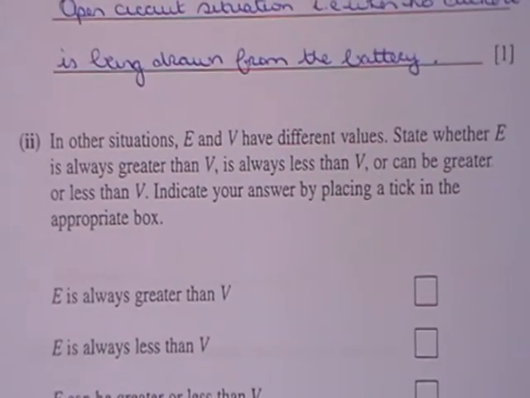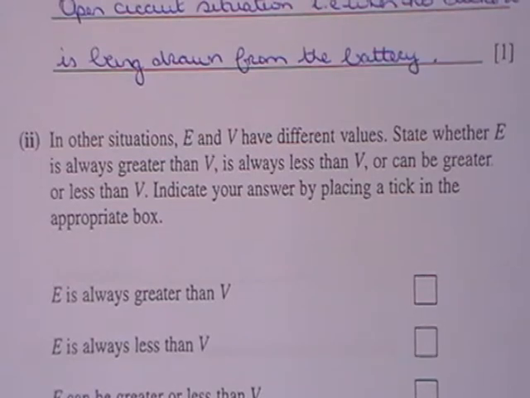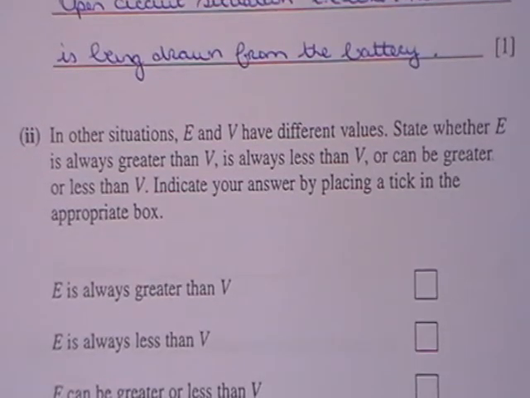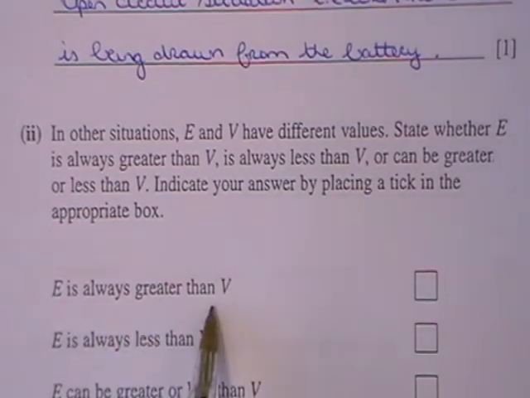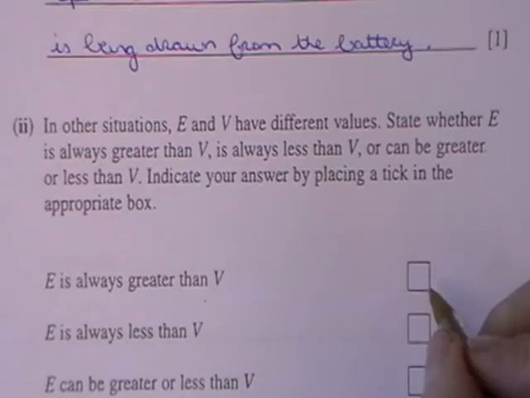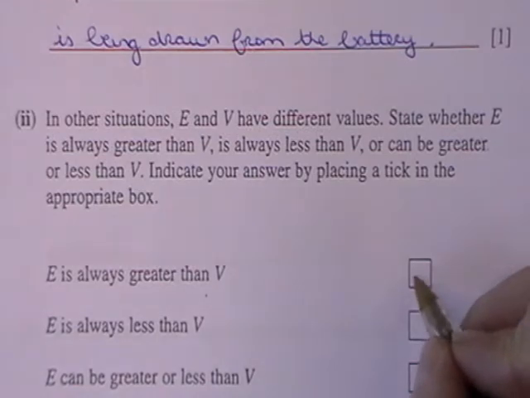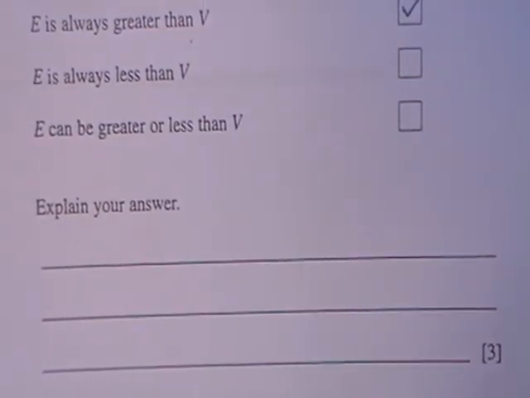State whether E is always greater than V, always less than V, or can be greater or less than V. Indicate your answer by placing a tick in the appropriate box. So you know that E is always greater than V because whenever there is a potential difference drop, then you also have an internal resistance in the battery, and therefore V is always less than E. So we're going to tick that box, and give one short explanation as to why that is.